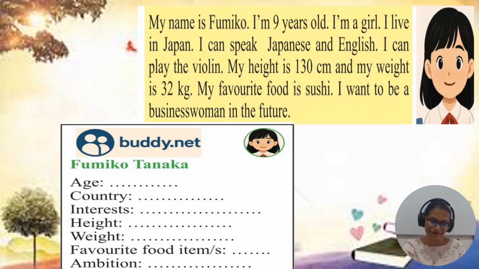Height. Previous one also we found it. Height, that is 130 centimeters. Weight, that is 32 kilograms. And next, favorite food item or items. She likes to eat sushi. That is a favorite food item. Under the favorite food item, we can write sushi. Last one, ambition. She likes to be a businesswoman in the future. That is her ambition. Businesswoman.